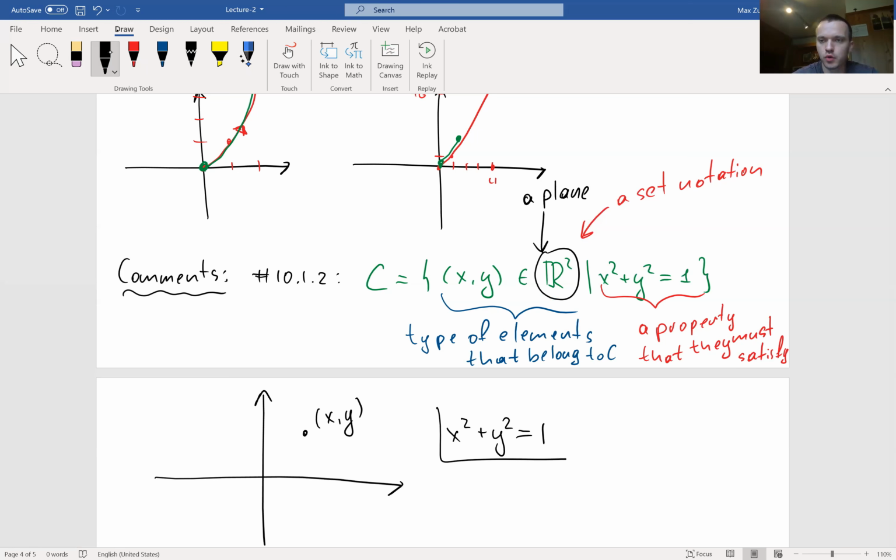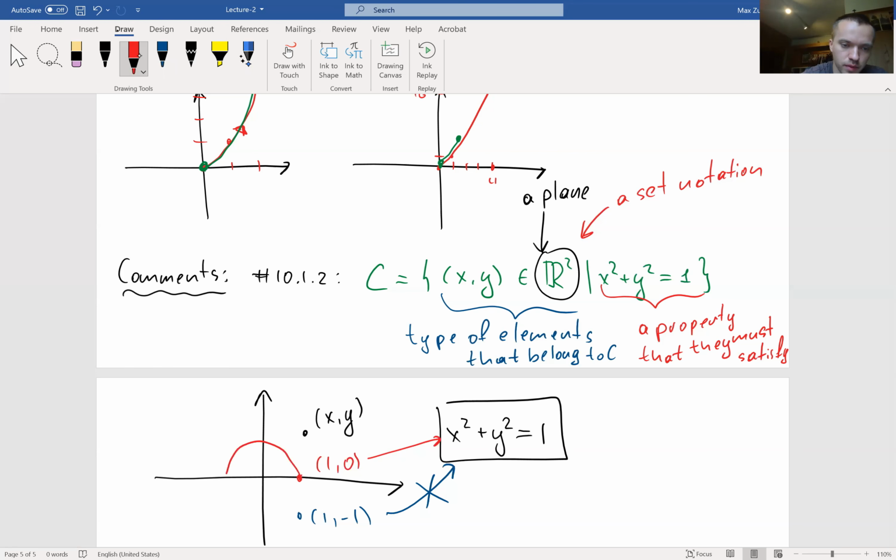Can anyone tell me what the graph of x squared plus y squared equal to 1 is? Take the point 1, 0. Does this point satisfy the equation? Yes, so it belongs to C. If you choose a point like 1, negative 1, then it doesn't satisfy that property, so that point doesn't belong to C. We indicate all points that belong to C by this red line. So this is going to be your C.